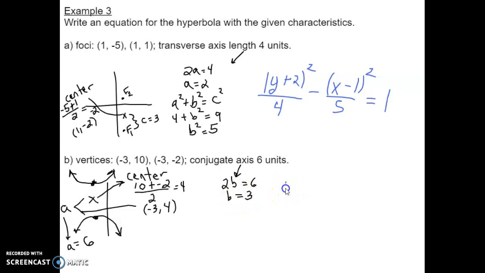So again, this one's opening up and down. Y is going to be first. Y minus 4 squared over a. A is 6. The distance from the center to the vertex is going to be 6 units, from 4 to 10. 6 units. So 6 squared. And then I'm going to subtract x minus the x coordinate of the center. So that's going to be +3. And that goes over b squared, which is 3 squared, so 9. That equals 1.